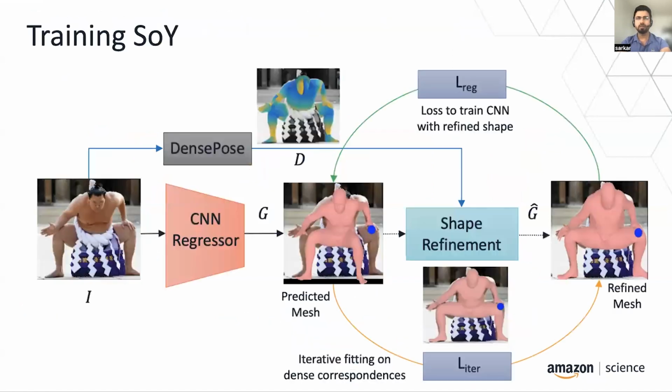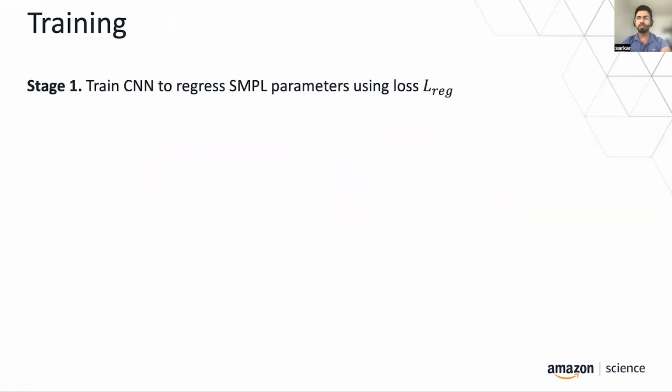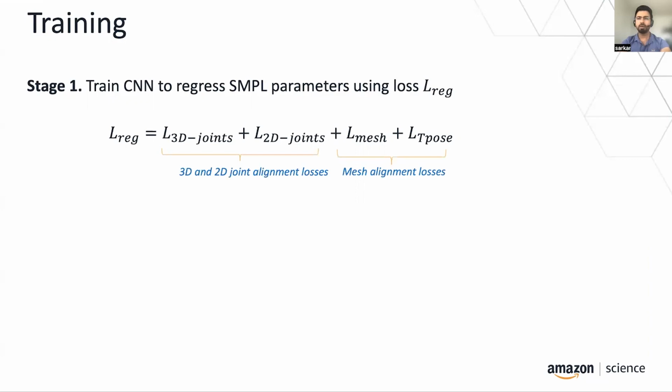In our training framework that we showed earlier, we trained in 2 stages with 2 losses, L regression for training the CNN and L iterative for iterative refinement. We will now elaborate more on these 2 losses. In the first stage, we train the CNN to regress SMPL parameters using the regression loss, which is the sum of 3D and 2D joint alignment losses and mesh alignment losses. Among this, L3D joints, L2D joints, and L mesh were previously introduced in SPIN. In this work, we added the pose invariant vertex alignment loss for improving shape estimation.